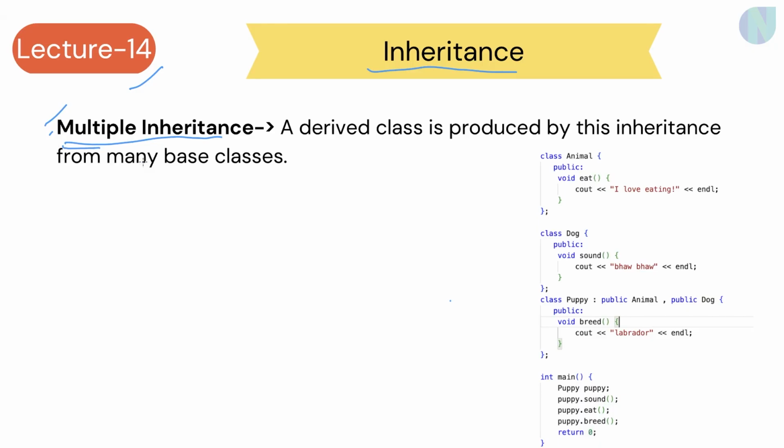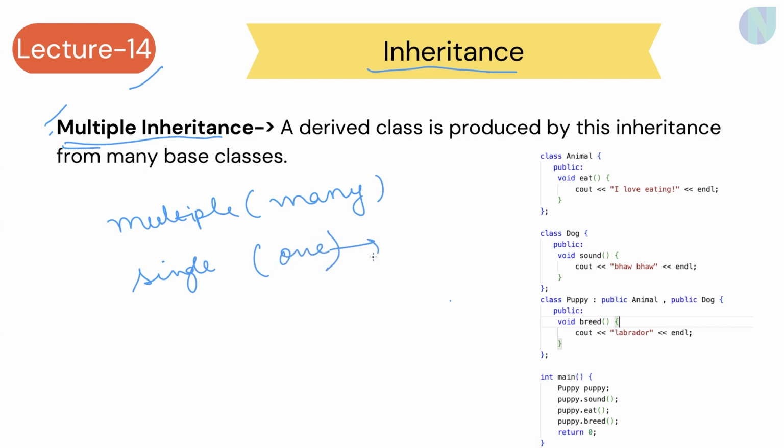As the word suggests, multiple means many. Just making a comparison: in single inheritance, what was happening? There was one base class. But in multiple inheritance, there are many base classes. Yeah, you got it right. A derived class is produced by this inheritance from many base classes. So just keep that in mind. Single means one, so there is one base class. Multiple means many, so there are many base classes.